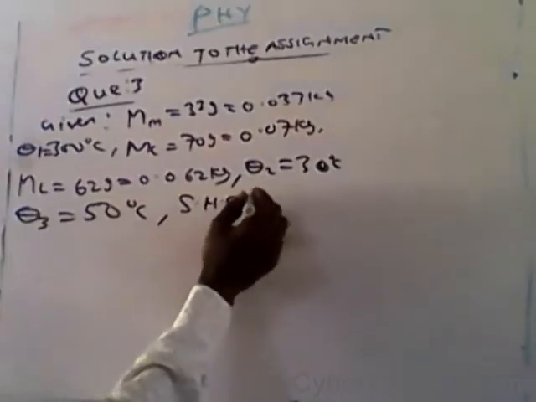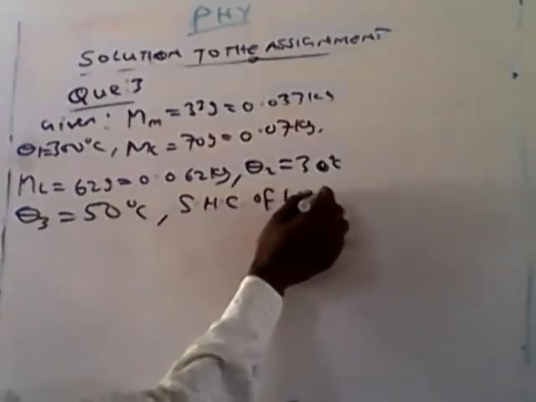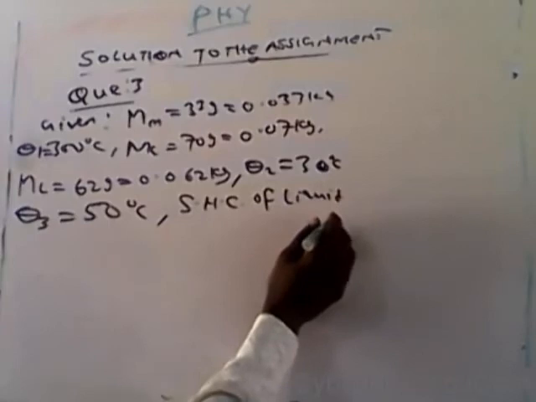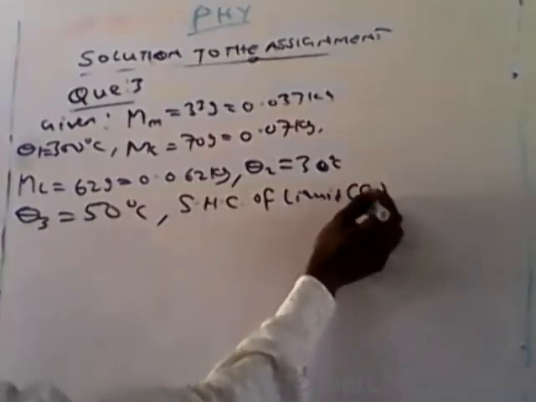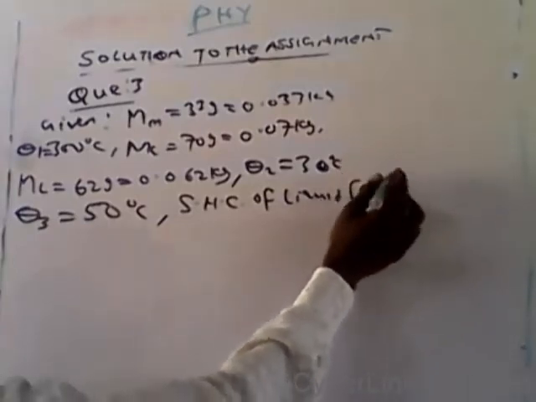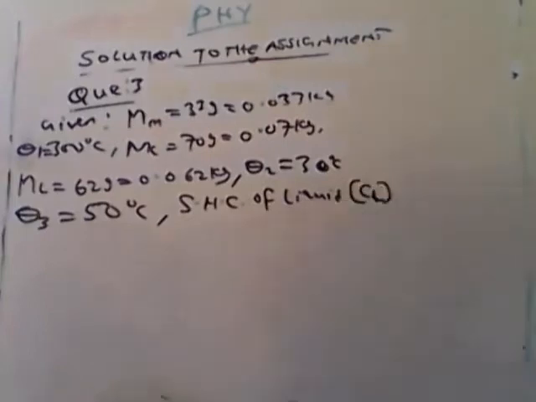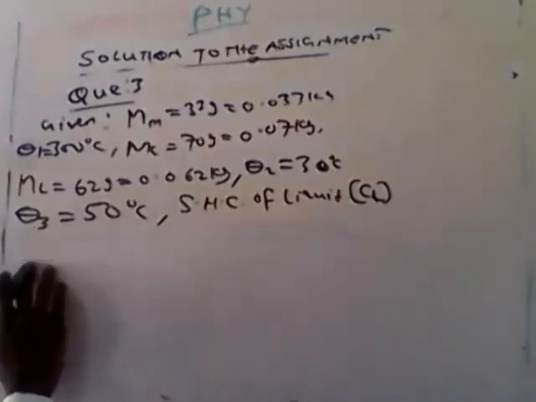Specific capacity of the liquid. And that specific capacity of the liquid is given as Cl. So let's take it as Cl. Don't forget the specific capacity is denoted by C. Then from here, using the principle of mixture.